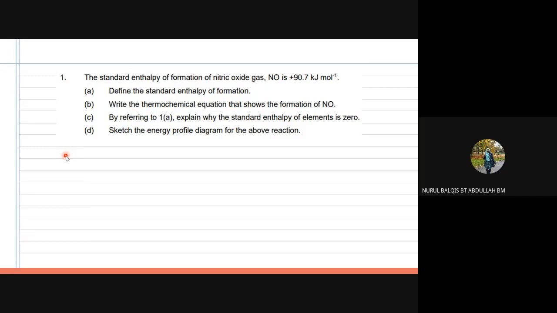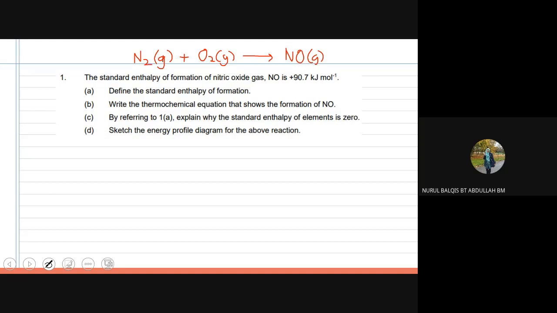So we must first have N2 plus O2. Dia kena ada dia punya phase. N2 gas plus O2 gas to form NO gas.